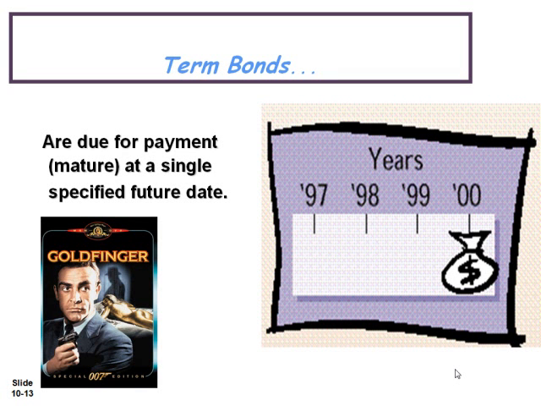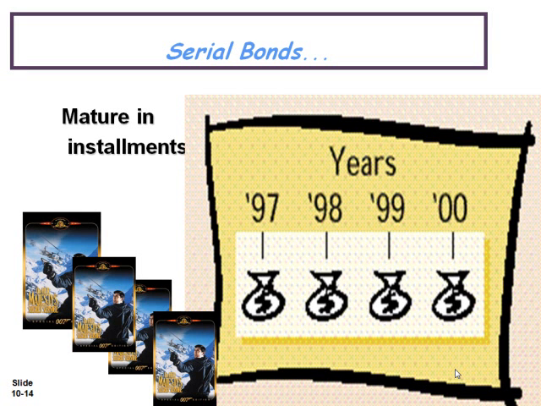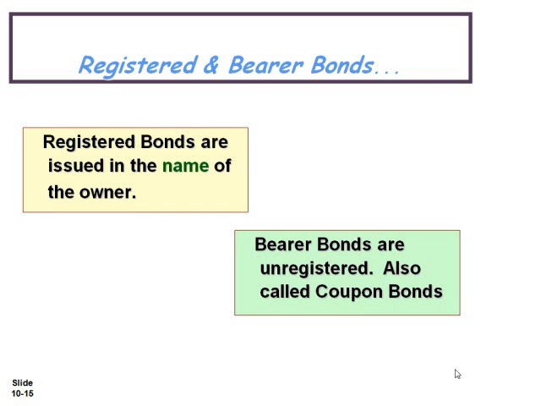Term bonds, and again, that's what we're going to be studying in Chapter 10. They are due for payment at a single date in the future. This is in contrast to serial bonds, which would mature in installments. So if the company issued $100,000 face value bonds and they paid them back over 4 years, they could pay them back $25,000 a year, maturing in installments.